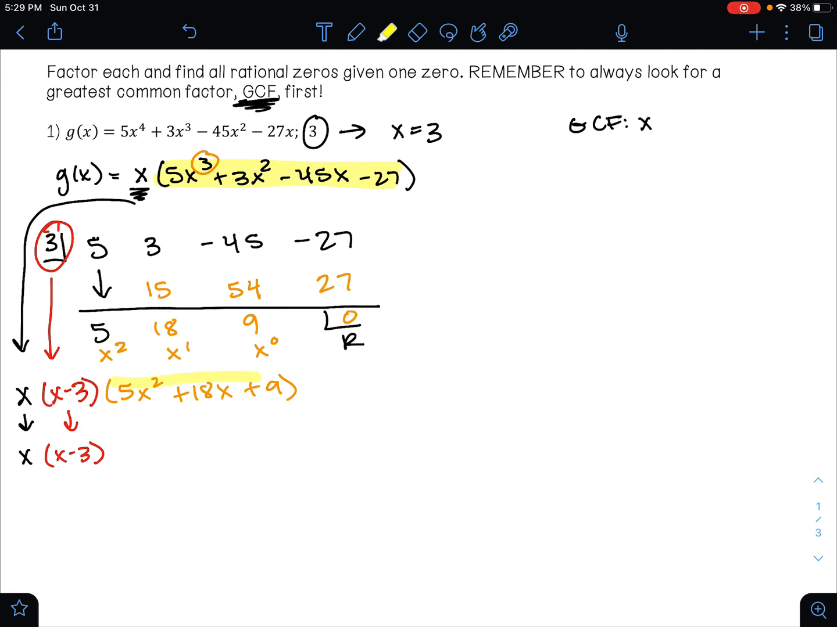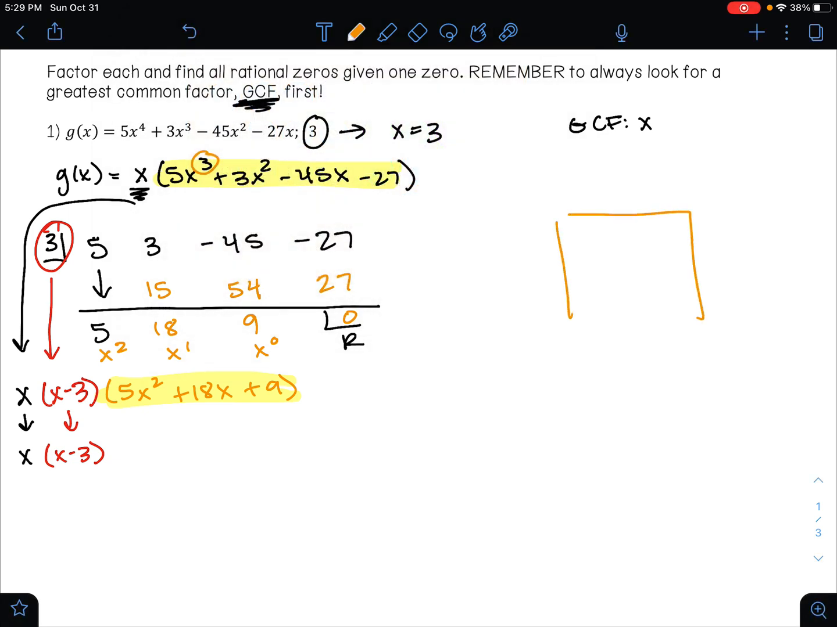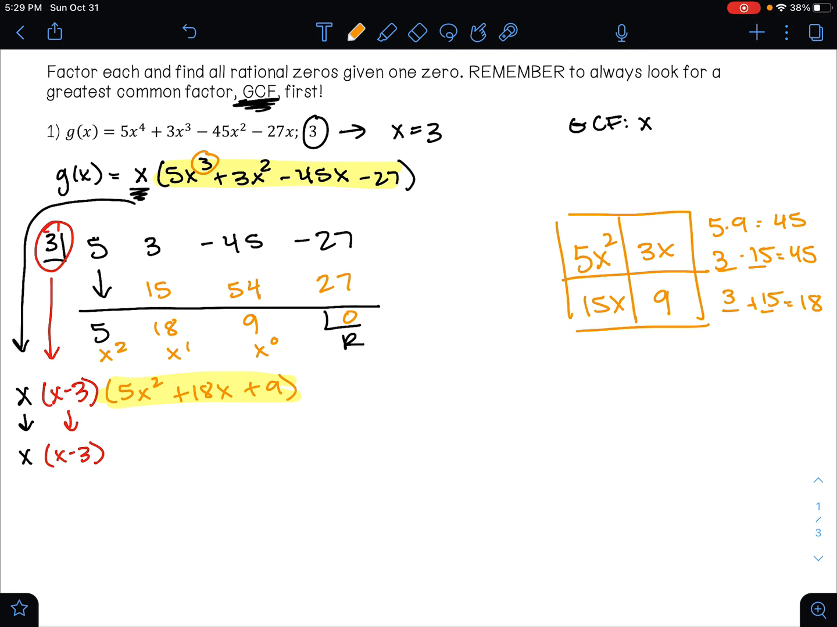Let's factor 5x squared plus 18x plus 9. To do this, I am going to use the area model. So first term goes in the first box, last term goes in the last box. You always want to multiply your first number by your last number. So here I'm looking for factors of 45 that add to 18. Those two numbers are 3 and 15. 3 times 15 is 45, and 3 plus 15 is 18.